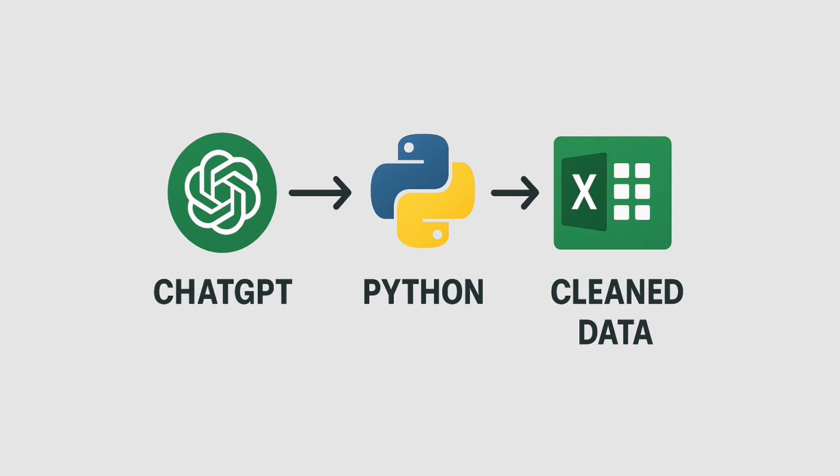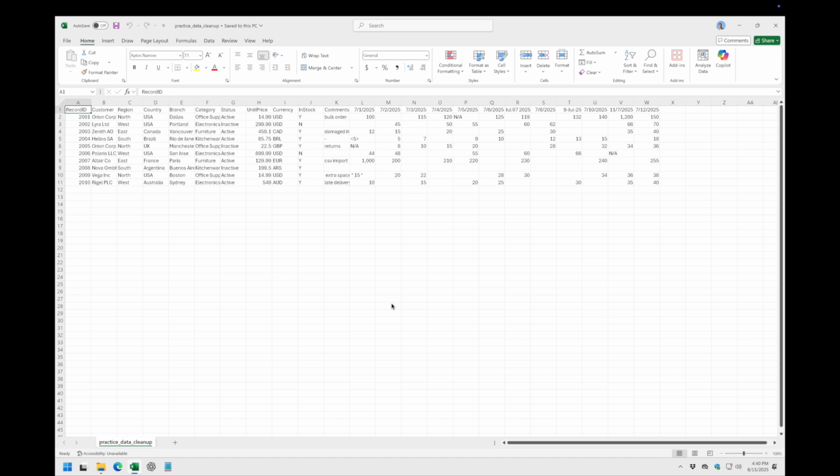The idea is simple. We'll tell ChatGPT exactly what we want done, from cleaning headers to reshaping the table, and it will write the Python script for us. Once the script is ready, we'll run it, select our CSV file, pick a save location, and get a perfectly cleaned Excel file almost instantly. Here's the example we'll work with.